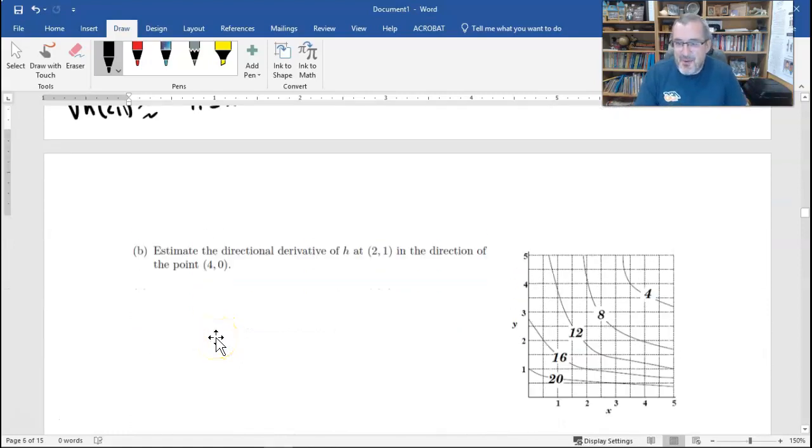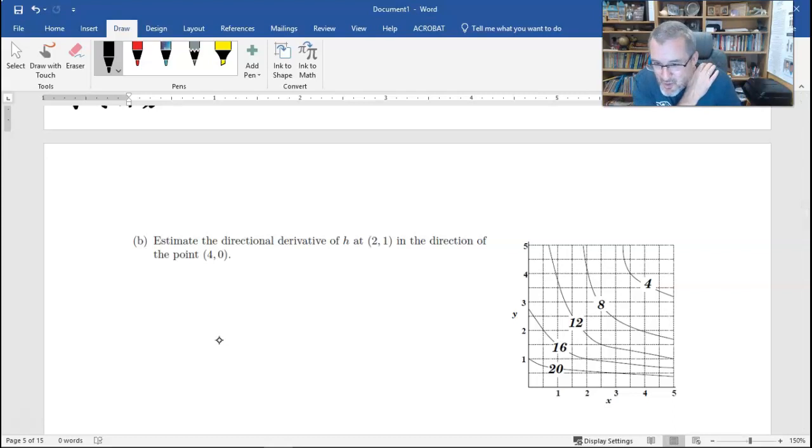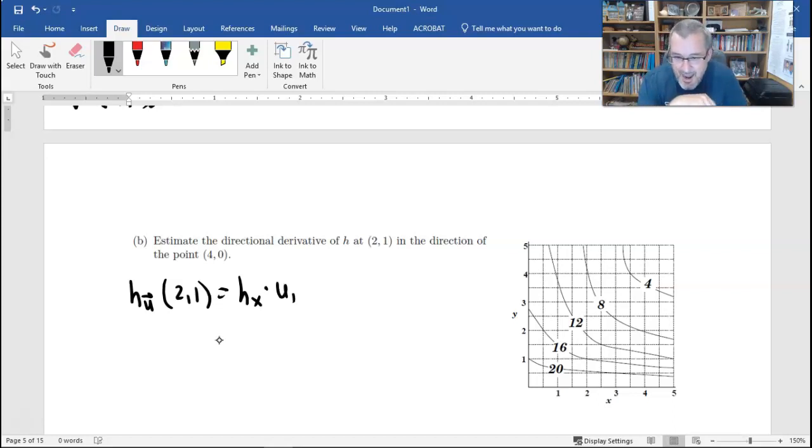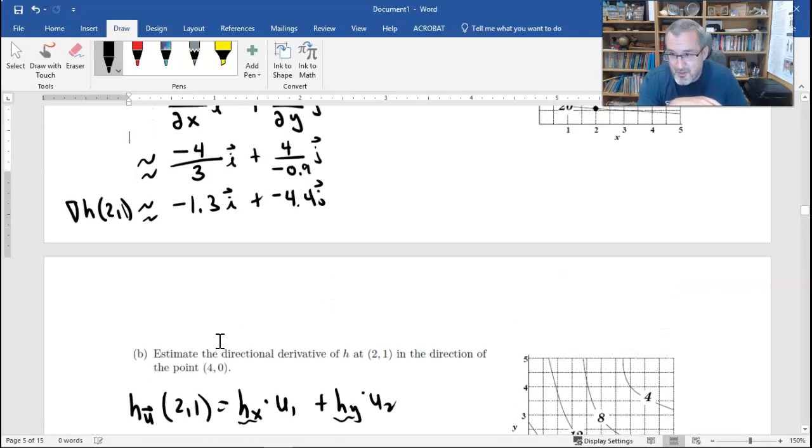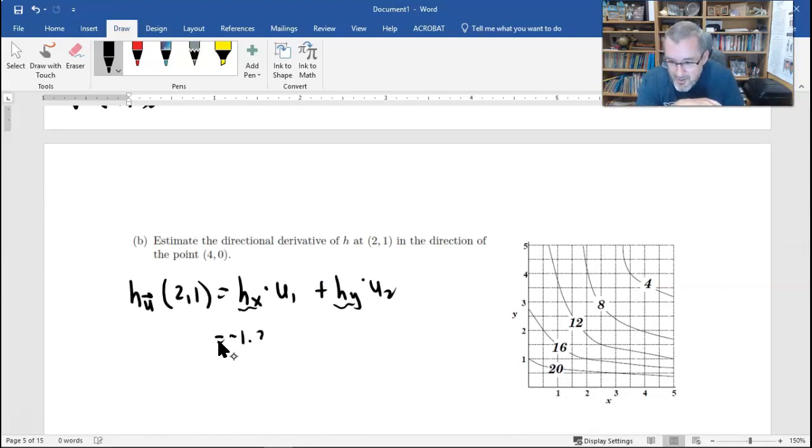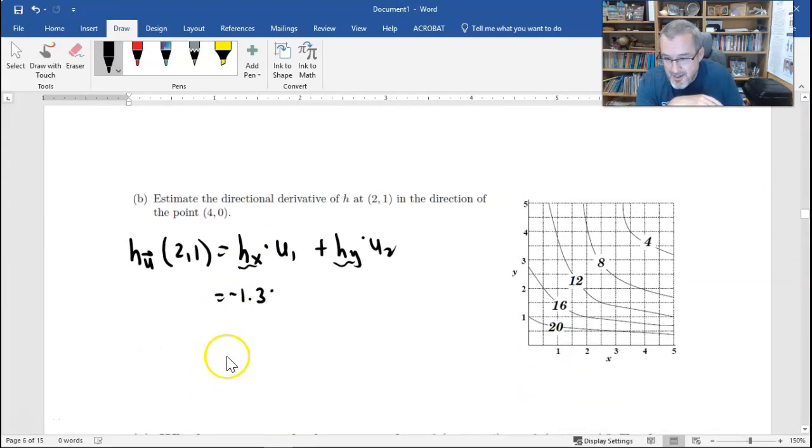All right, now that we have that, we can get the directional derivative at the point (2, 1) in the direction of the point (4, 0). Remember, the directional derivative in the direction of a unit vector at a point is found by taking the partial derivative with respect to x times the horizontal component, or the i component of that unit vector, plus the partial with respect to y times the j component of that vector, a scalar dot product. Now, we've already got these two things. We've got h sub x and h sub y. We've got the partial derivatives. I called it a -1.3, and a negative 4.4. Now I just need a u1, u2.